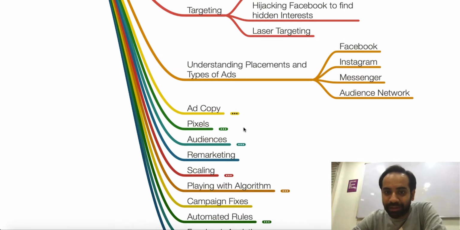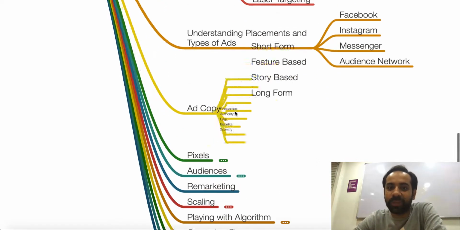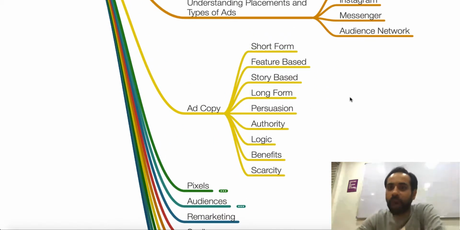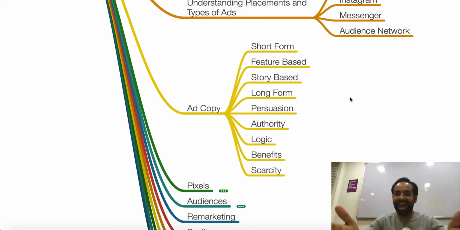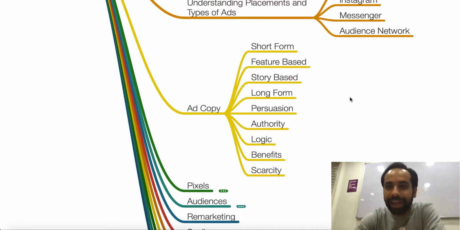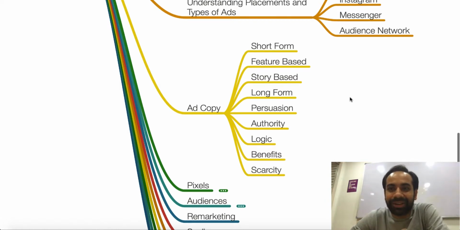The most important part of the entire thing is ad copy, of course. We're going to talk about ad copy: short form, feature based, story based, long form, persuasion, authority, logic, benefit, scarcity. I guess you haven't thought of 9 different variants of your own ad, right? Ever thought of it? If not, I'll make you think about it. So that's what the course is going to cover.